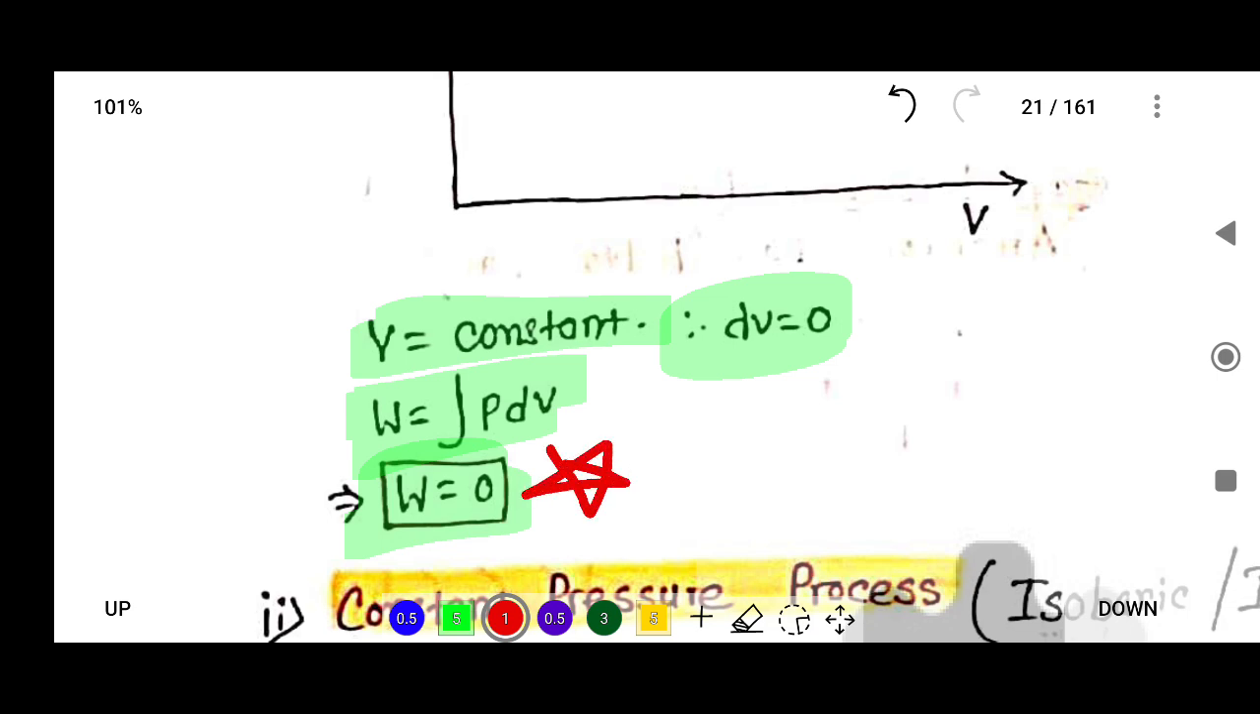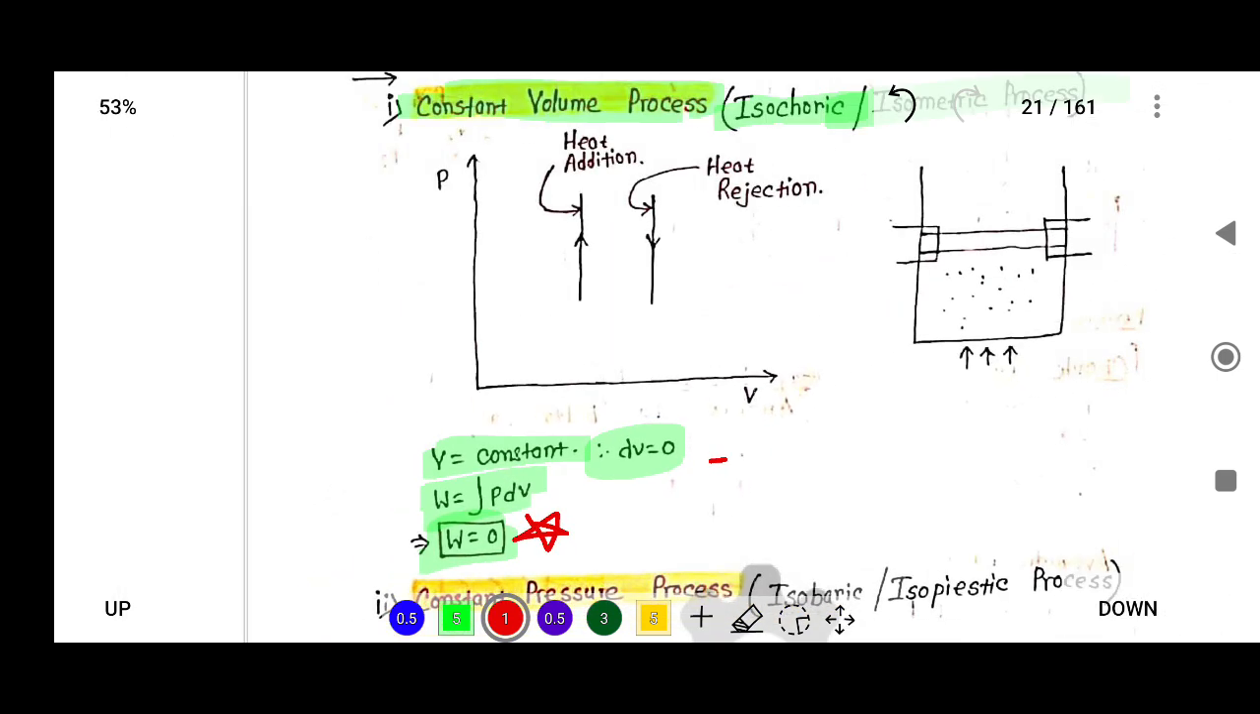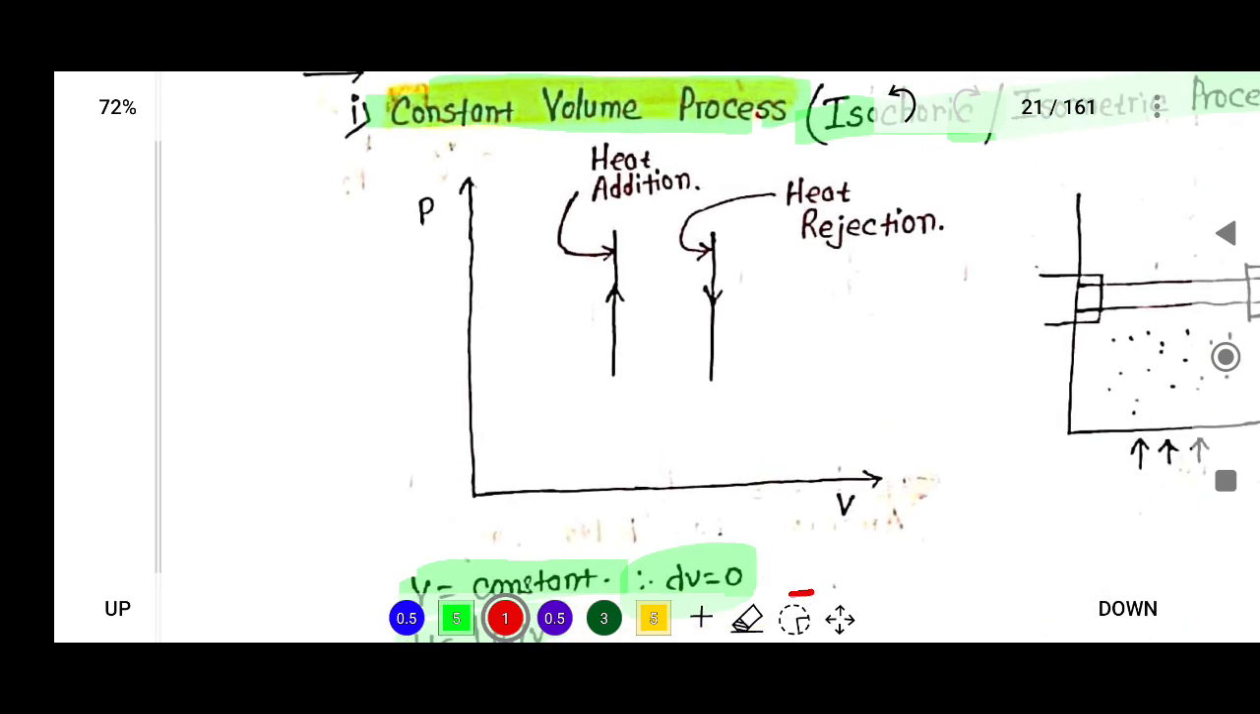This is very, very important: if you want to calculate the closed system volume work, it is always equal to 0. Now this is our PV diagram. P is on the y-axis and V is on the x-axis. This vertical line indicates a constant volume, because here the volume is equal to constant.